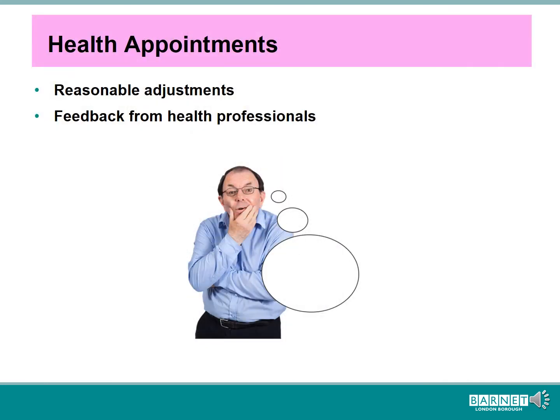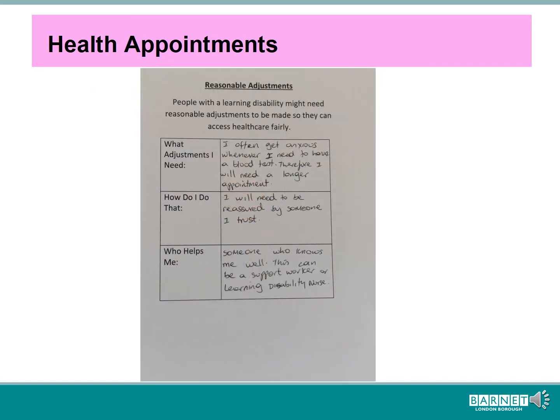So health appointments. This section has reasonable adjustments and feedback from health professionals. For the reasonable adjustments, I've placed 3 examples. So the first one is if you know you have a client that is anxious whenever it comes to having a blood test done, so you know you need to have a reasonable adjustment because it will take longer for this person to have a blood test. So that page will also ask you, how do I do that? It could be the case you will need to reassure that person on the day, during the procedure. And people who can help could be someone who knows that person really well, their support worker or key worker, or even the learning disability nurse.